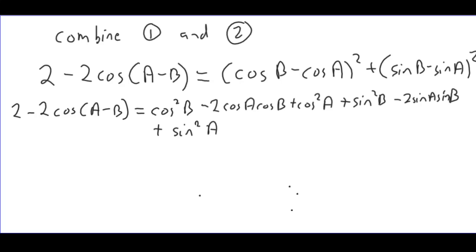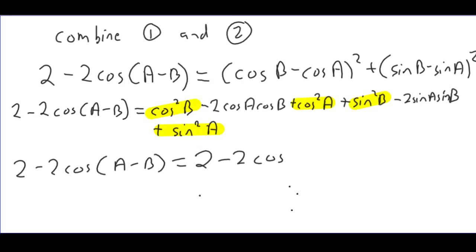Now, remember the Pythagorean identity, that sine squared A plus cos squared A equals 1. And I can see I've got a sine squared A here and a cos squared A here. So that's going to equal 1. Sine squared B plus cos squared B will also equal 1. So really, what do I have left? I get a 1 plus a 1, which is 2. Subtract 2 cos A cos B minus 2 sine A sine B.